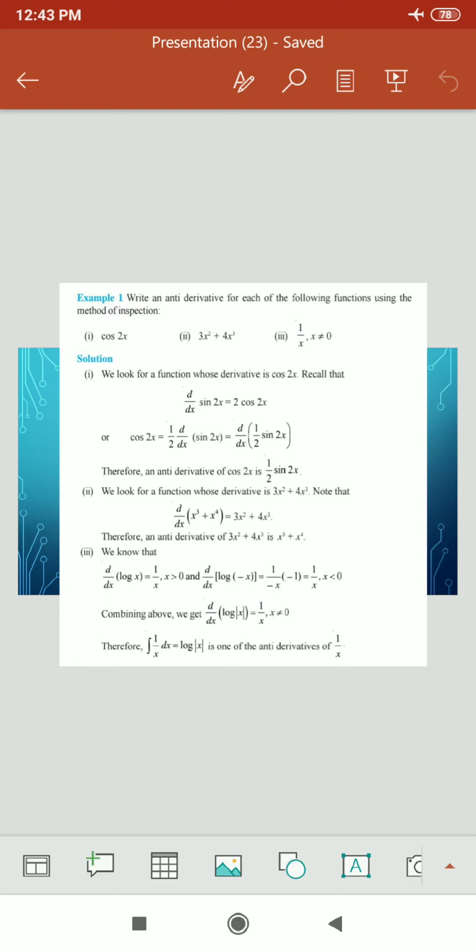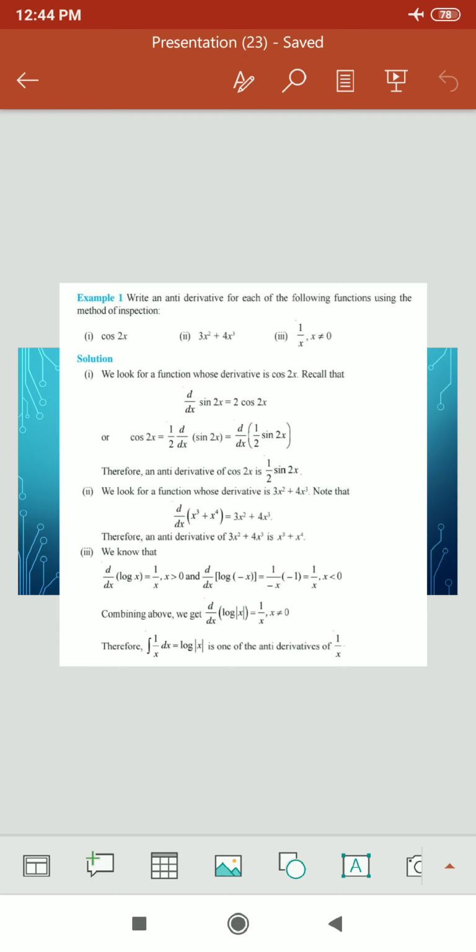एग्जाम्पल एक हम देखते हैं. Write an antiderivative for each of the following functions using the method of inspection. We have to find the antiderivative, that means we have to find the integrals of the given functions by using the method of inspection. Like the very first is cos of 2x.